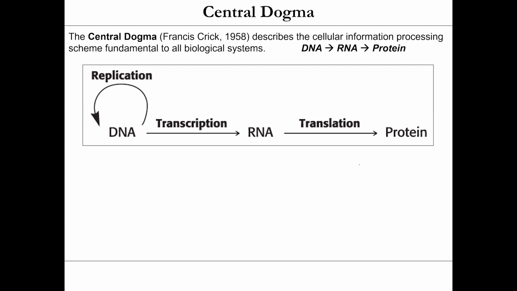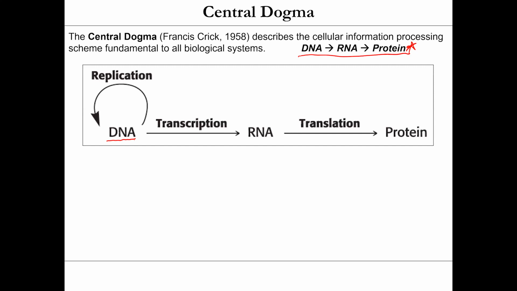So put most simply, it's DNA to RNA to protein. And if you can remember that, you're going to be in good shape. But if we look at it in a little more detail, we have DNA molecules, which are the main information storage system in your bodies. And DNA molecules, of course, can replicate, as you can see here.